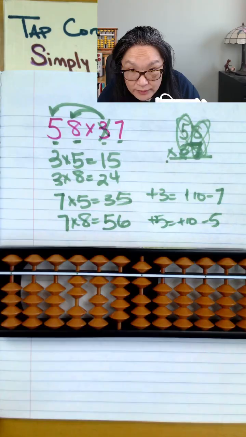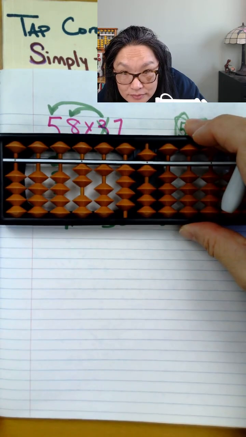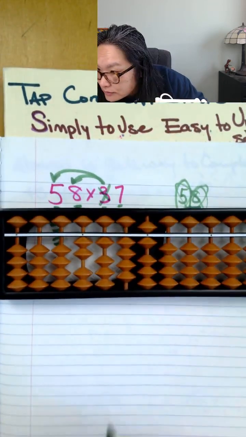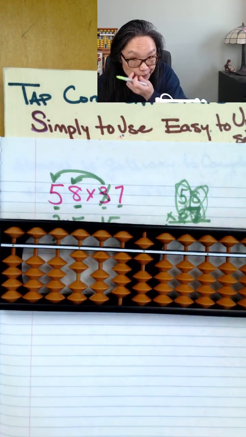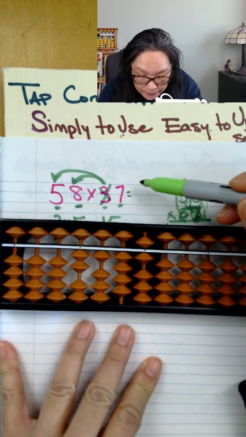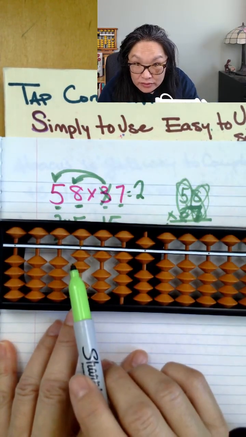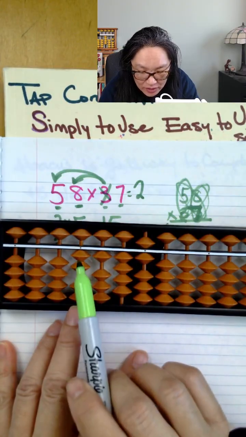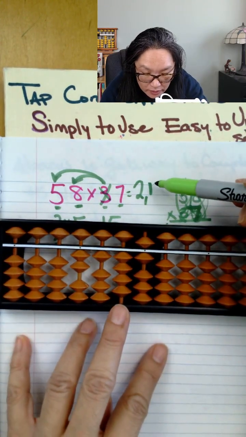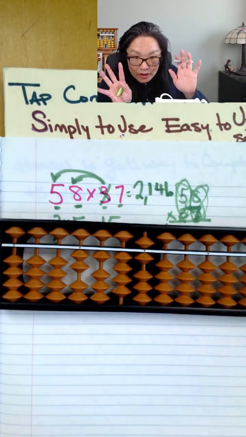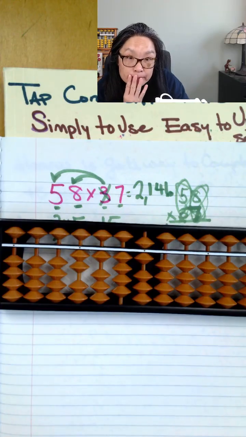So what's my answer? Are you still here? What's my answer? I have 2,000. How do I know it's 2,000? Because there's my dot, right? See how it's easy to see now? So here's my dot: 2,146. Yes, thank you. Right? Easy, right? Simple to use, easy to understand.